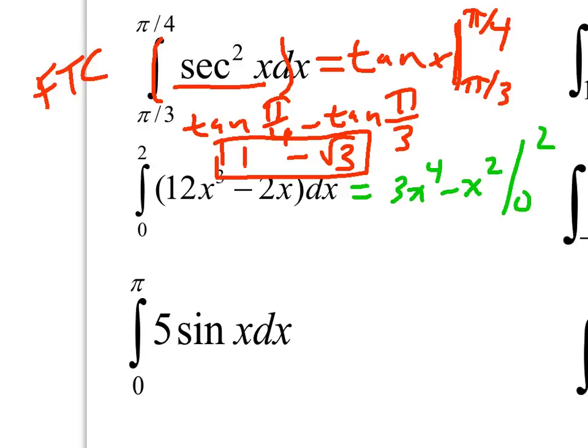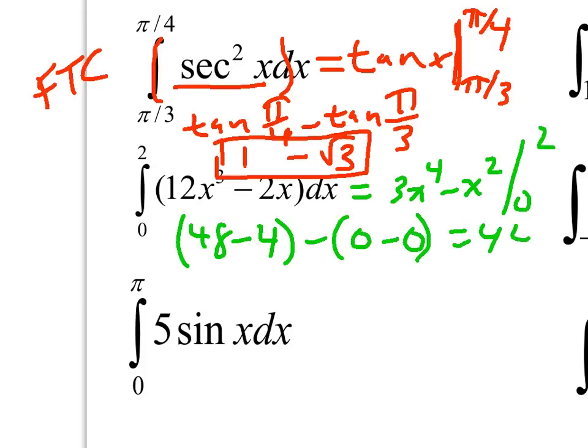So 3 times 2 to the 4th is 48, minus 2 squared is 4, minus, in this case, 3 times 0 to the 4th minus 0 squared, which is still 0. And so my answer here would be 44. And this would be the exact area of this curve between the bounds of 0 and 2.